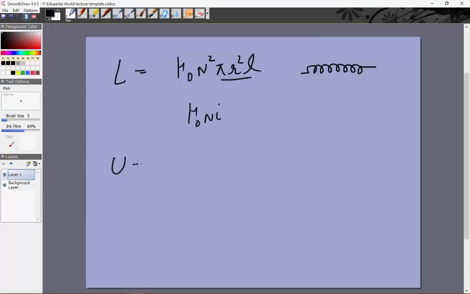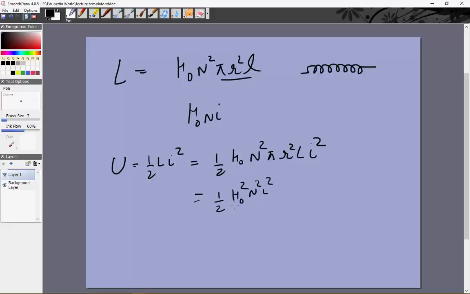So the energy stored in the inductor was half Li squared. That can be written as half mu naught n squared pi r squared L I squared. That can be written as half mu naught squared n squared I squared by mu naught. I've just taken this mu naught n squared and I squared and added it to mu naught. You'll see why a second later. And then what is left is pi r squared L, that is the volume of the solenoid. Mu naught Ni is the magnetic field in the solenoid. So from that we can get U is equal to half B square by mu naught times V.